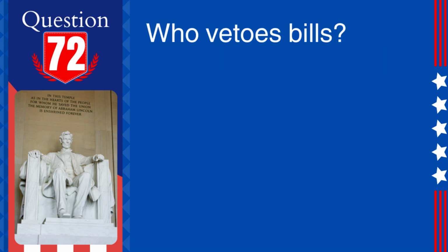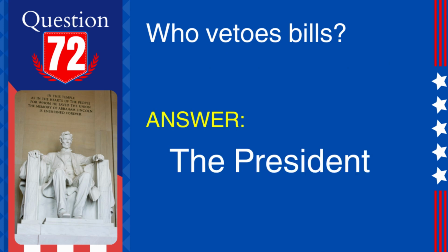72. Question. Who vetoes bills? Answer. The President. Explanation. The President has the power to veto legislation passed by Congress, which can be overridden by a 2/3 vote in both houses.